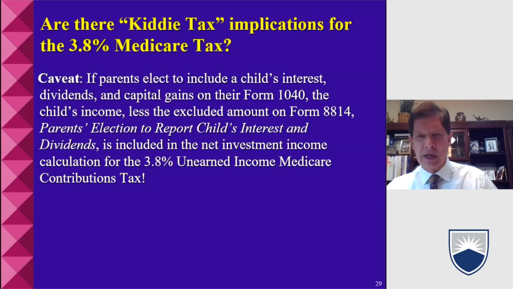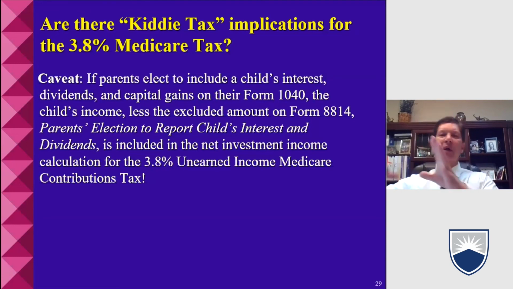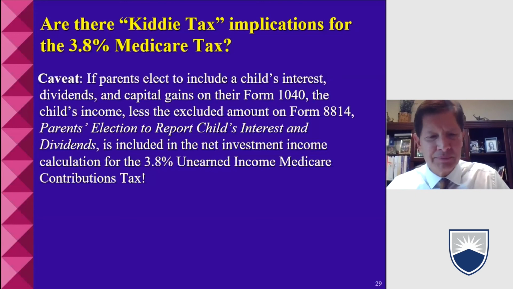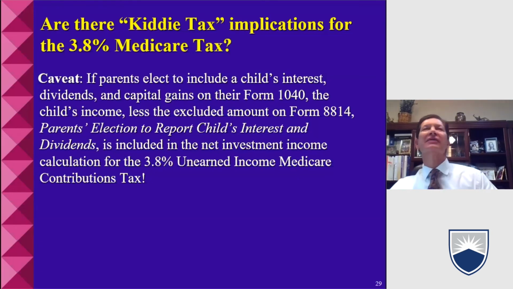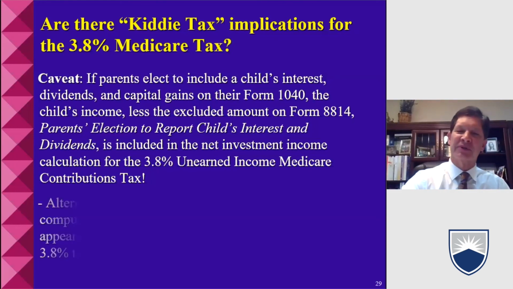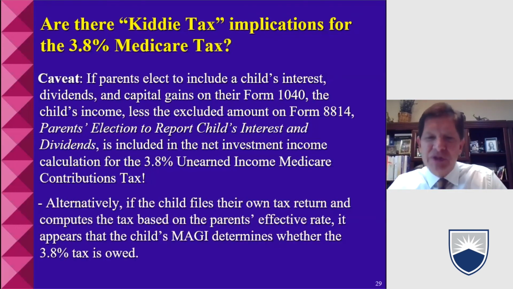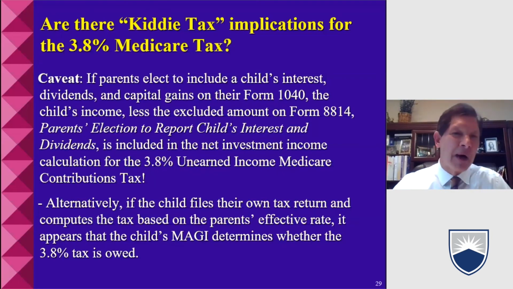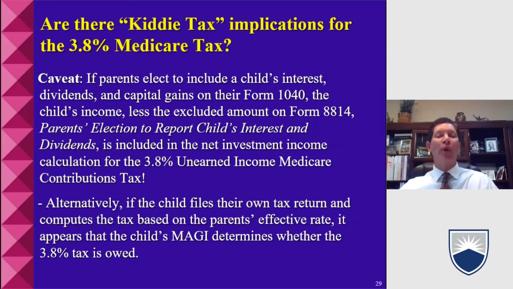So if there's $11,000 of unearned income, and we said $2,200 would be subjected to the child's tax rates, not the parental, that's $8,800. Well, that $8,800 may be subjected to taxes as high as 37% plus another 3.8% because it's part and parcel of the parent's tax return. Alternatively, if the child files their own tax return and they compute their tax based on the parent's effective rate, it appears that the child's modified adjusted gross income determines whether the 3.8% tax is owed, which means it's remote.